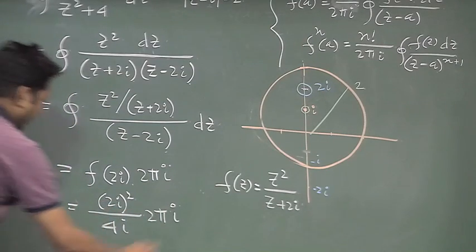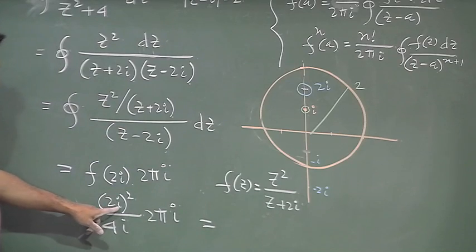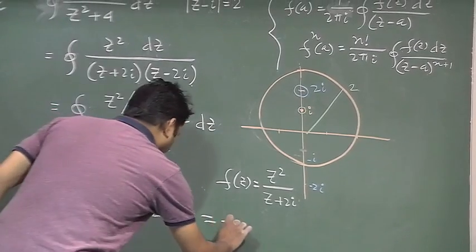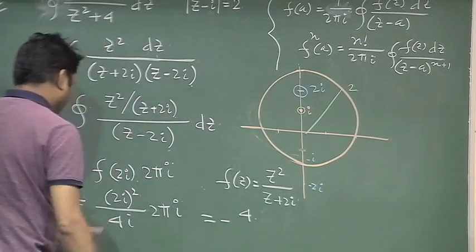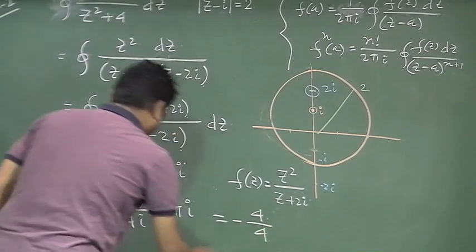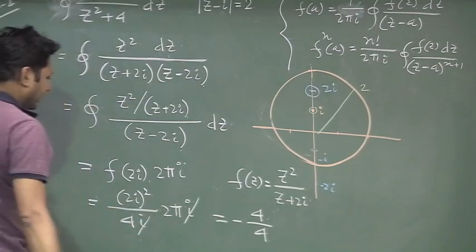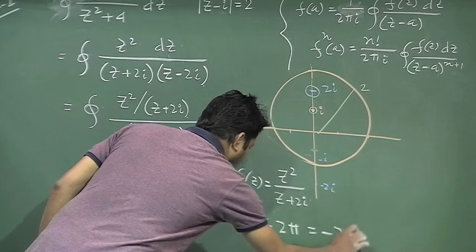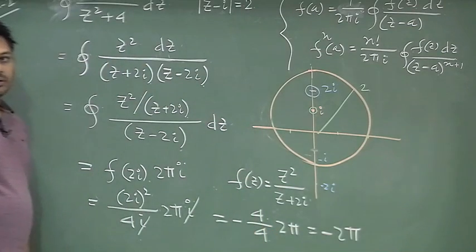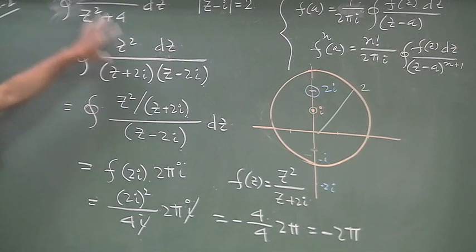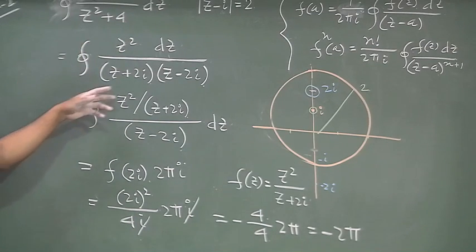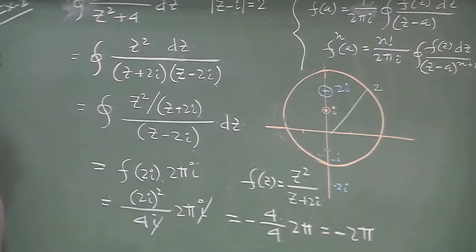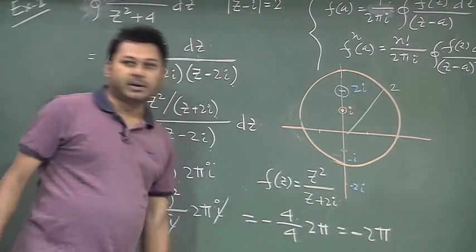So, here I will have one negative sign because of this square I square. So, minus of 4 divided by 4, this I cancels out, and 2 pi. So, we will have minus of 2 pi. So, the result here is minus of 2 pi. If I solve this integration, the result is minus of 2 pi.